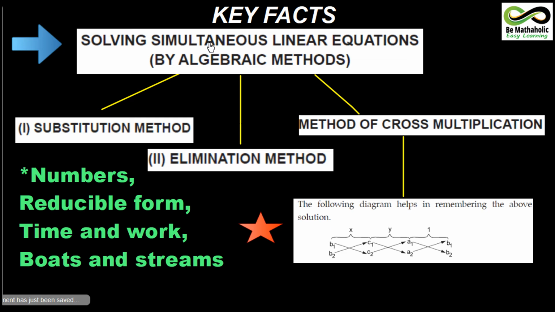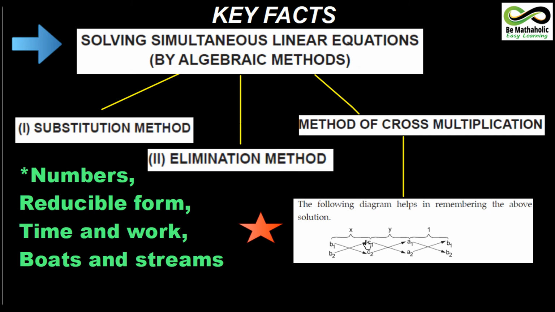Now the graphical method I have already discussed. Now there are other methods of solvability. The other one is the algebraic method. Algebraic methods comprise the substitution method, which means you are substituting the value of one variable into another equation. Then we have the elimination method. Elimination means you are going to eliminate one variable and substitute its value in the other equation. Then we have the method of cross multiplication.